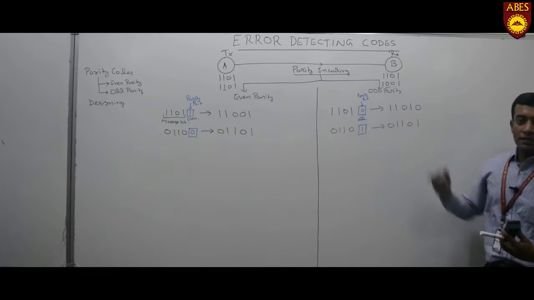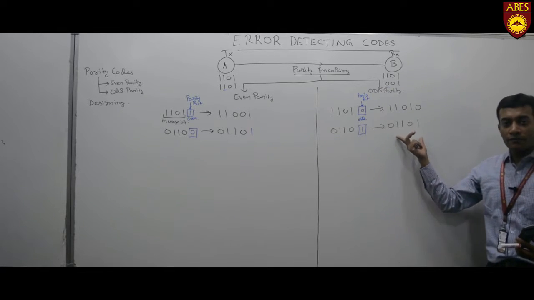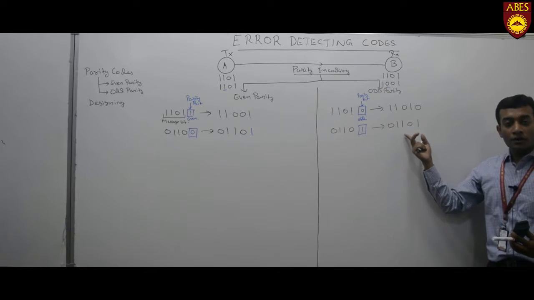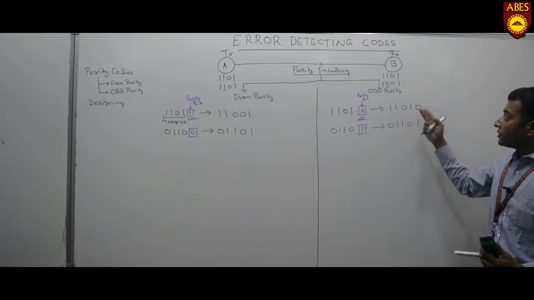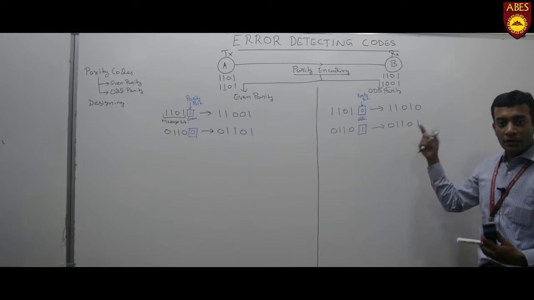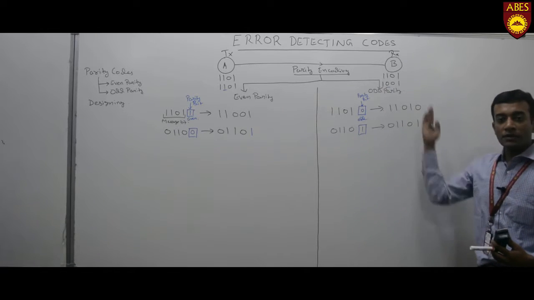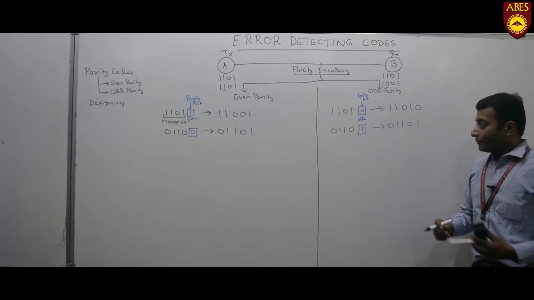If our receiver receives an even number of ones due to the occurrence of an error, it will reject that particular packet and it will request the data all over again.